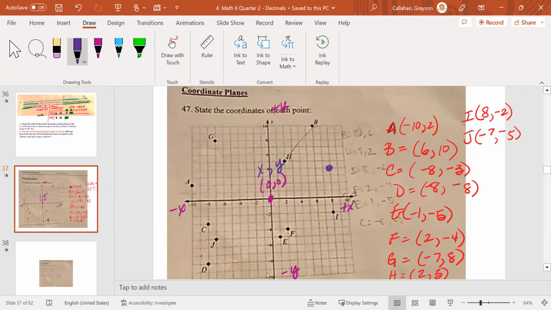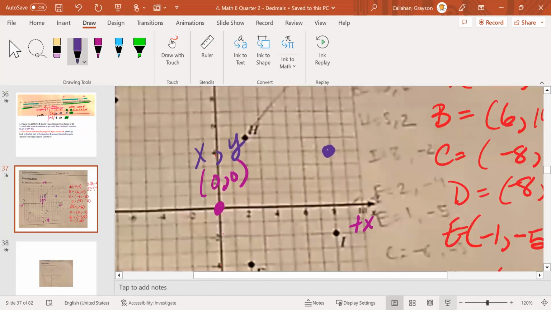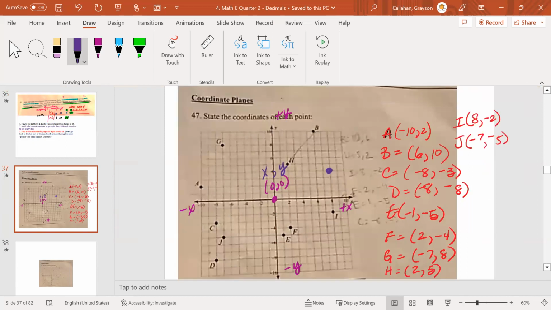What's the location of this point right here? Actually, you know what? I'll just use this one. A, right here. Let's just use that. What's the location of A? Right. X is -10 because you're going this way. Do you see that? Okay. And 2 because you're going up by 2, right? What's the location of I? Don't look at the answer. I used 8 and -2.